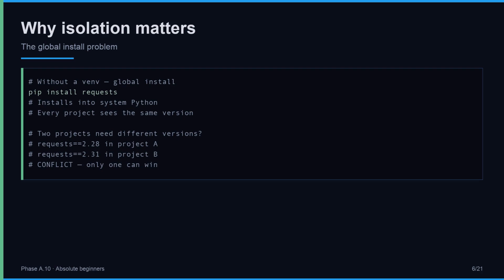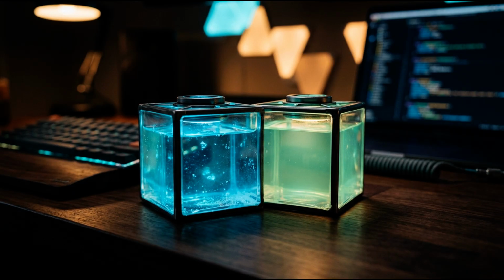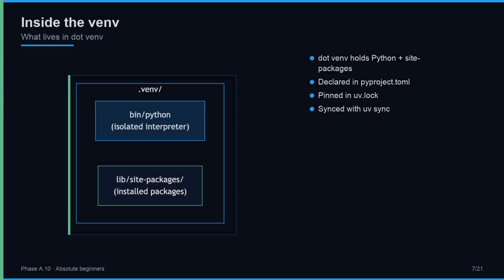A venv kills this problem entirely. Each project has its own requests, its own version, its own life. Conflict is the enemy. 2 projects, 2 sets of dependencies, no fighting. That is the gift a venv gives you. Isolation solves it. Let us open a venv and look at what is inside.